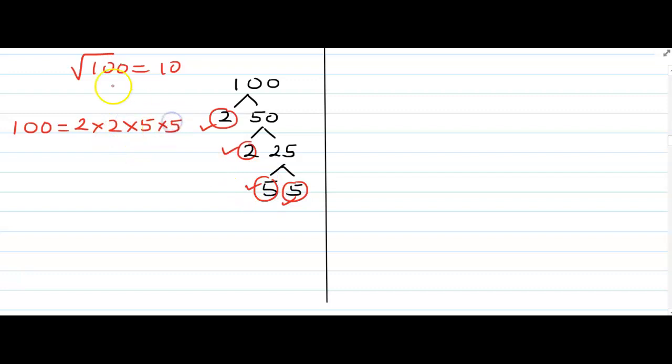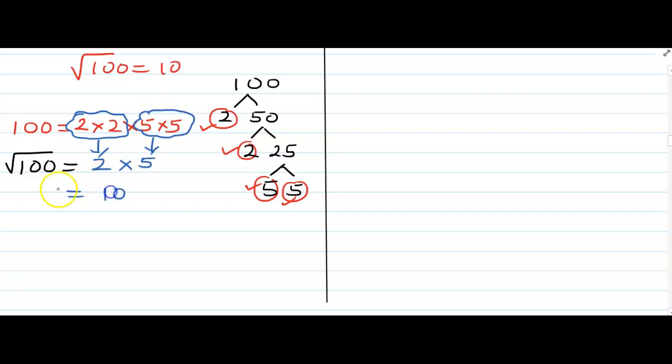Okay, so let's see whether the square root of 100 is 10 coming here or not. So now we are going to find the square root of 100. So what is the method? For this one pair, you can write down one 2. And for this one pair of 5, you can write down one 5. So 2 times 5 is 10. So the square root of 100 is 10.